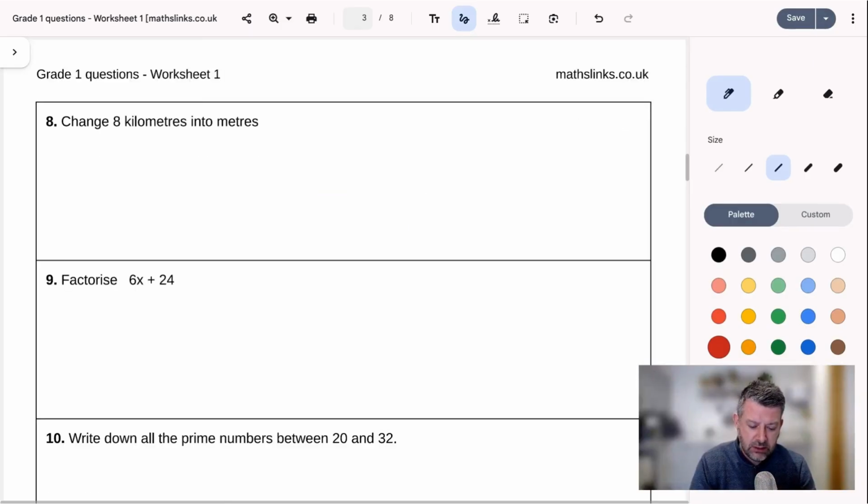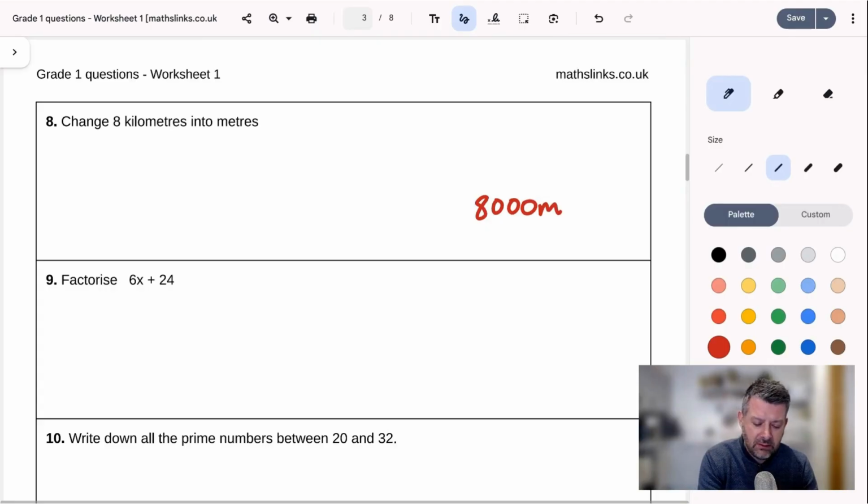Question 8 here, change 8 kilometers into meters. Well, what we need to know is that kilo means 1,000. So a kilometer means 1,000 meters. So 8 kilometers means 8,000 meters.